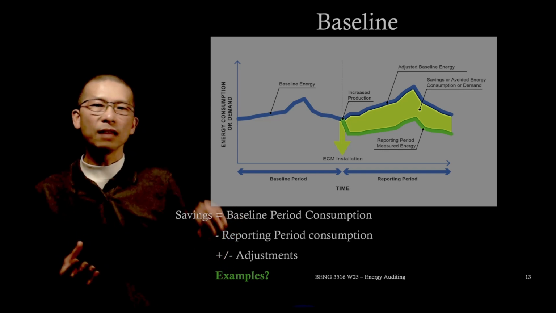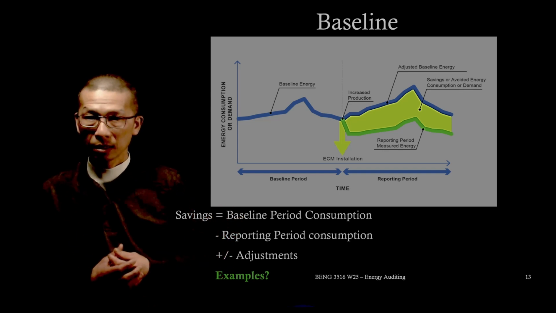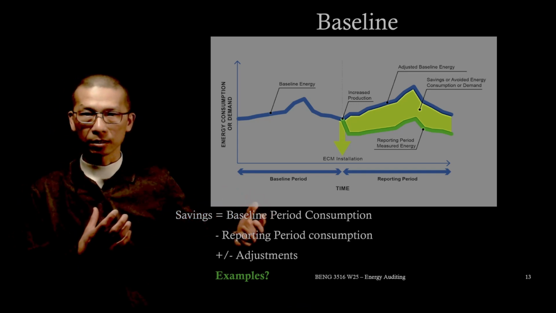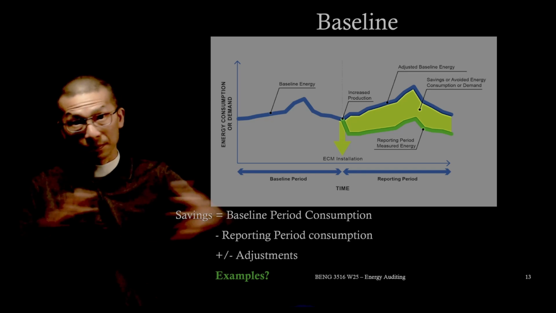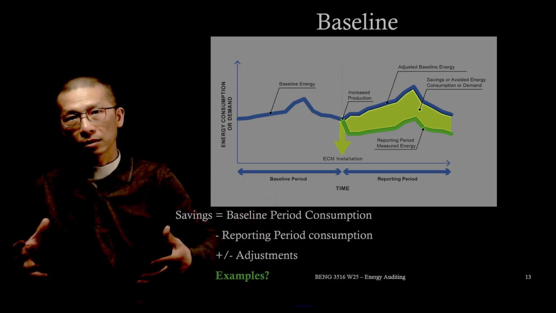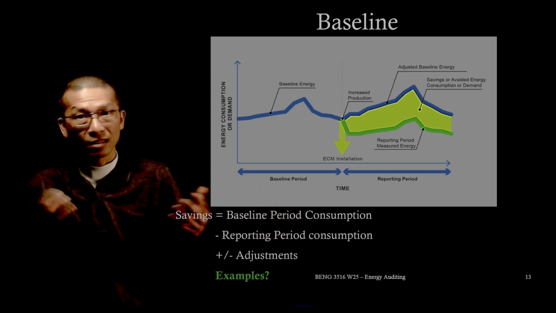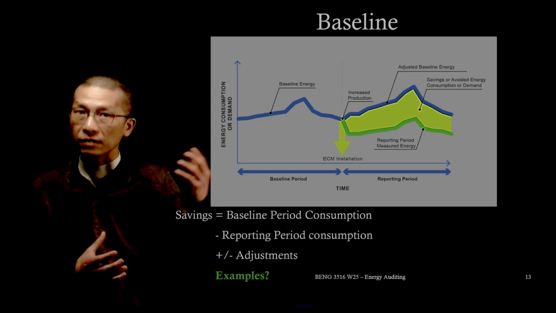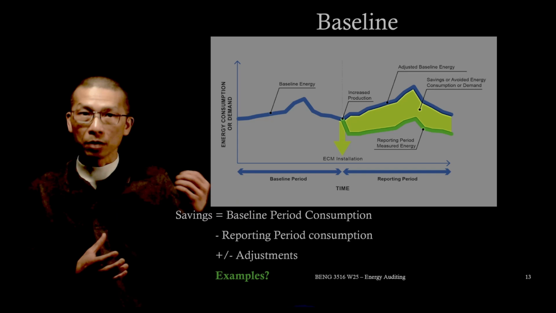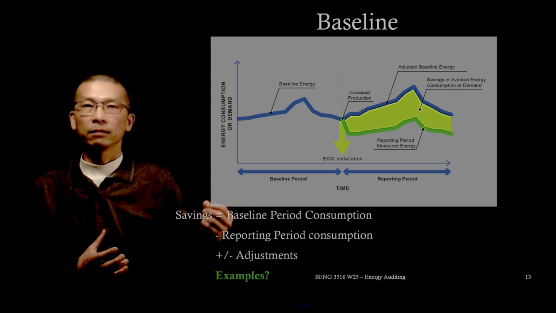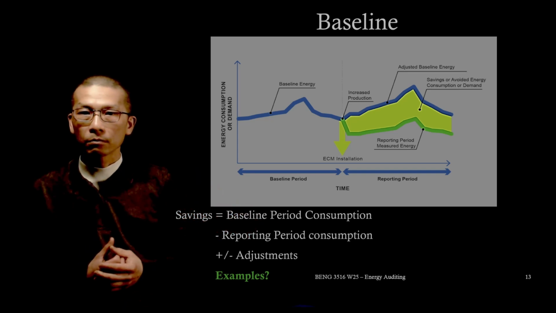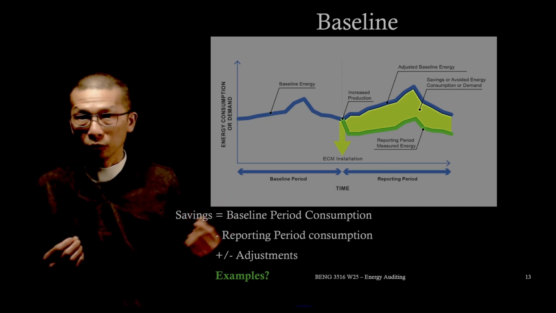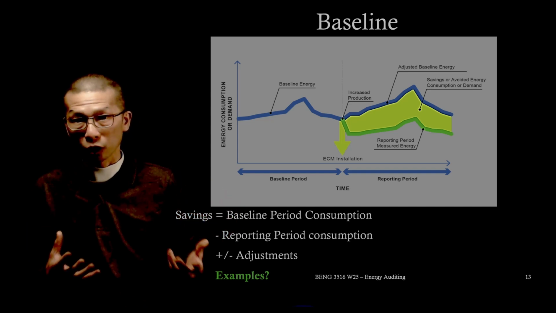There's also the non-routine adjustment. For example, maybe there's a new addition to the building. An expansion, right, an addition to the building, that's a big change, and that doesn't happen every year. So that's a non-routine adjustment. If a change like that happened, we need to account for the effect of that change, right? Or a new equipment is installed. That's not a routine adjustment change.